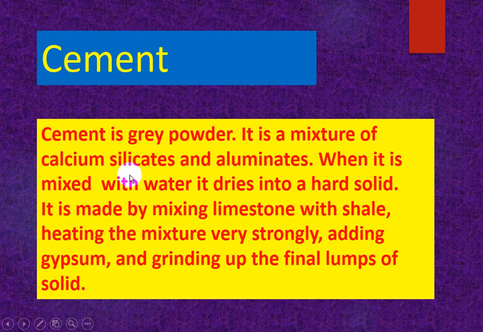Okay, what is cement? Cement is a gray powder. It is a mixture of calcium silicate and aluminate. When it is mixed with water, it dries into a hard solid. How is it made? It is made by mixing limestone with shell, then heating the mixture very strongly, then adding gypsum and grinding up the final lumps of solid.